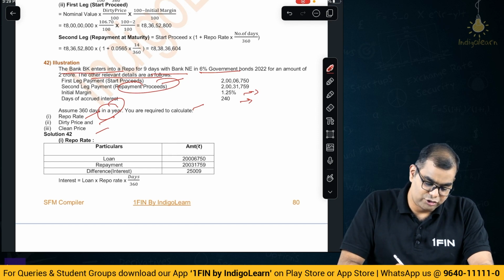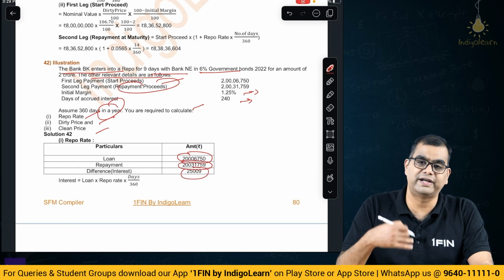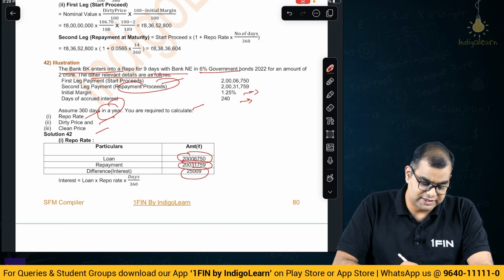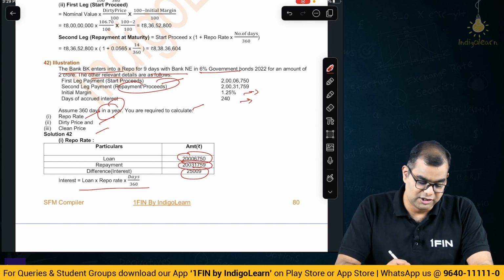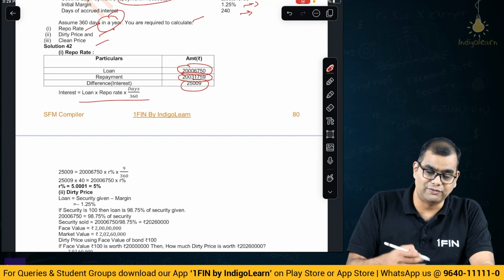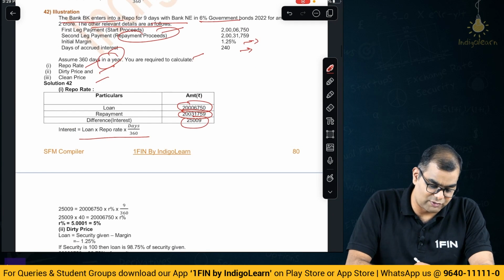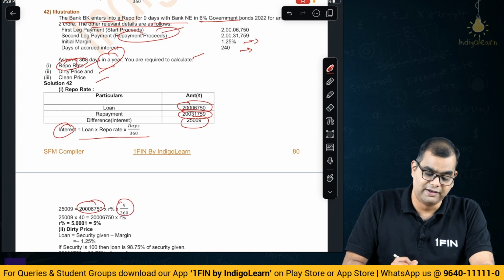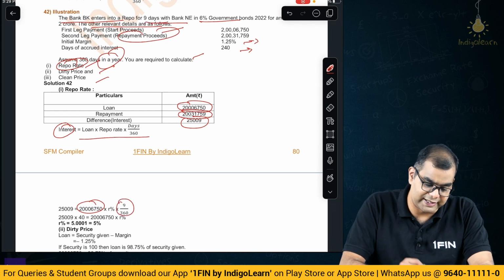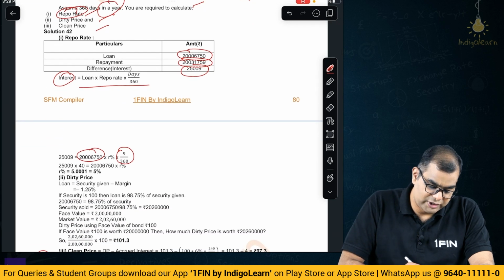What is the repo rate? You have given a loan of how much? You have got back how much? So, what is the difference? The additional amount you got is interest. Now, you have to compute this interest as a percentage of the loan. That is what they have asked, the repo rate. So, interest value is the loan, 200,650, into some rate into 9 by 360. Why 9 by 360? It is given for 9 days. So, you get a repo rate of 5.001 or 5%.